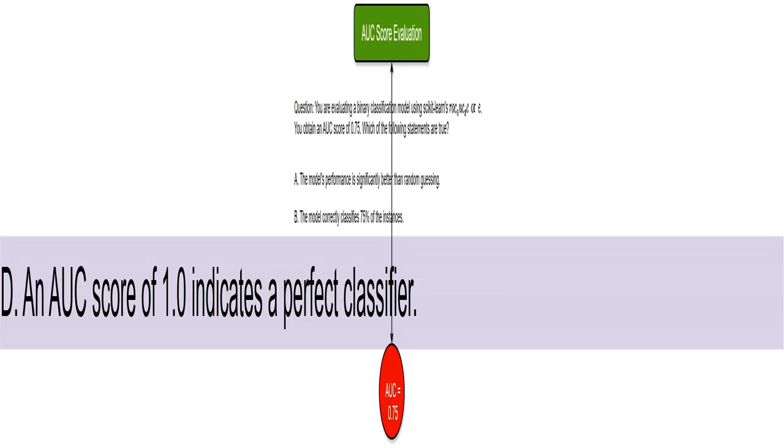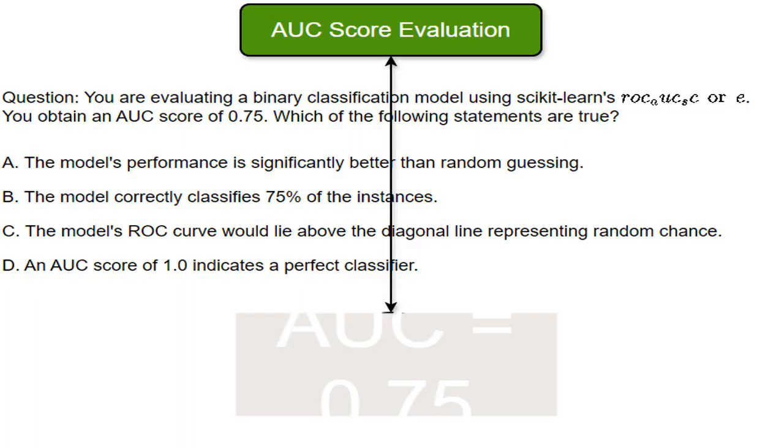This is true. An AUC of 1.0 means the model perfectly separates positive and negative instances. It's the best possible score. This simply shows the value of the AUC. Remember, AUC stands for area under the curve.